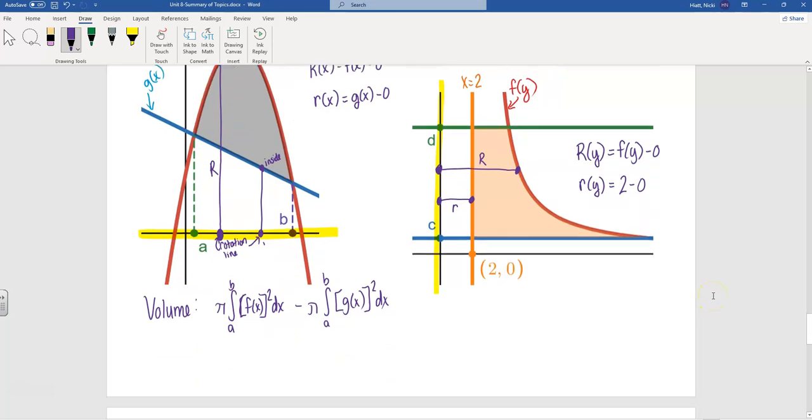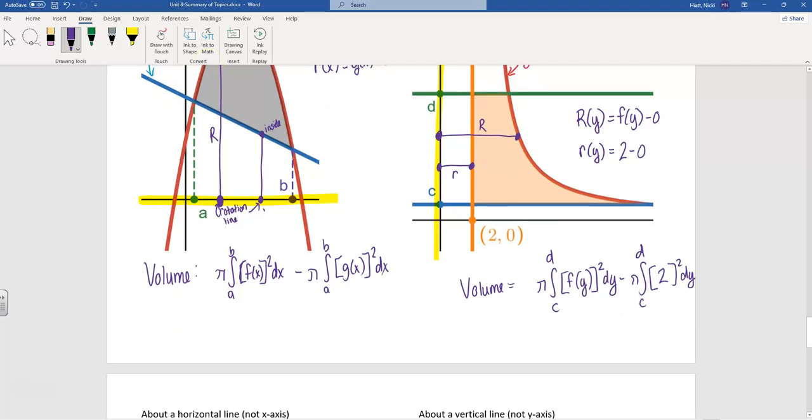So, my volume is pi integral from C to D of capital R of y, which is just f of y squared dy, minus pi integral from C to D of lowercase r of y squared dy. Oh, I shouldn't have used that R. I mean, you could, because you've already defined it up there, but let's just use the 2 right there.